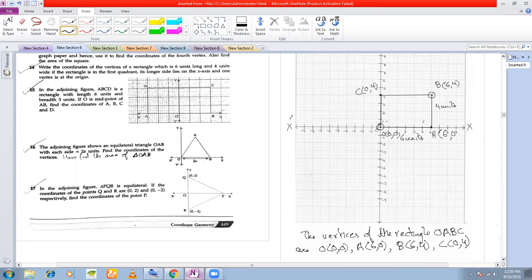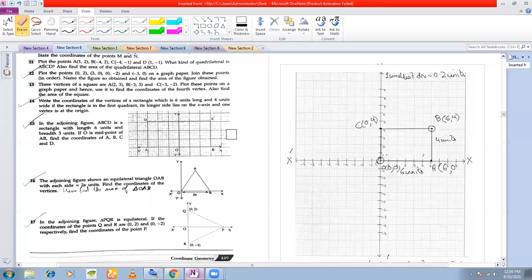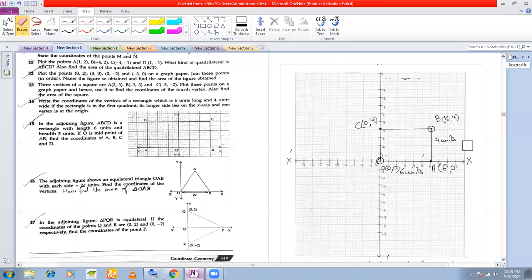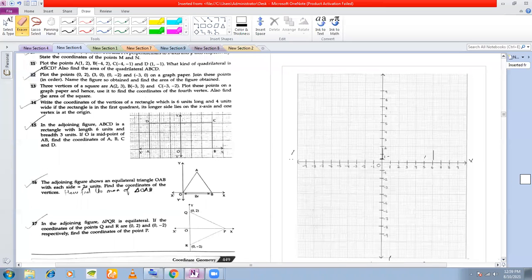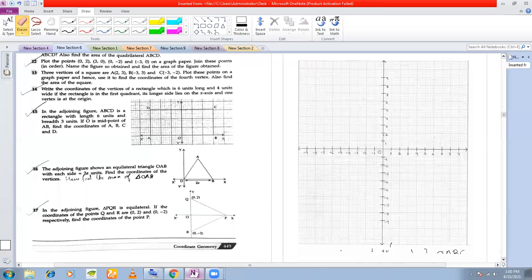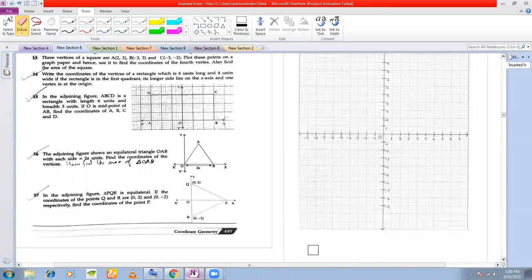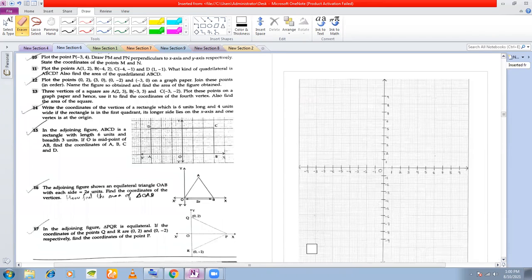We can move on to the next problem then. The next problem does not require a graph paper actually. The graph is already given. So let's see, this is number 15 that I'm doing. Let's remove this graph paper.